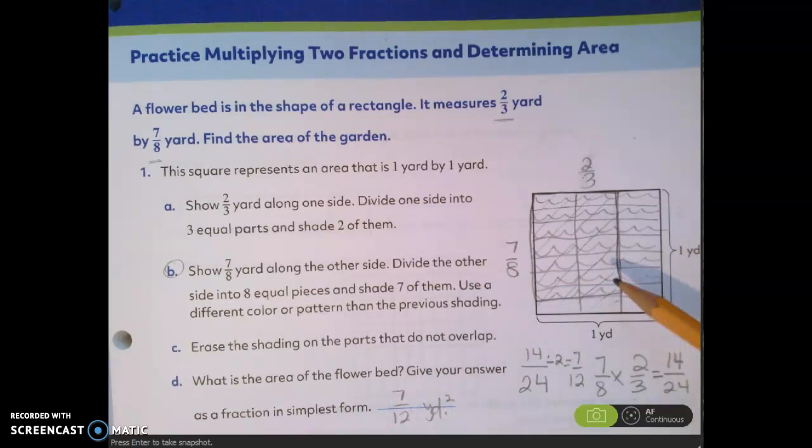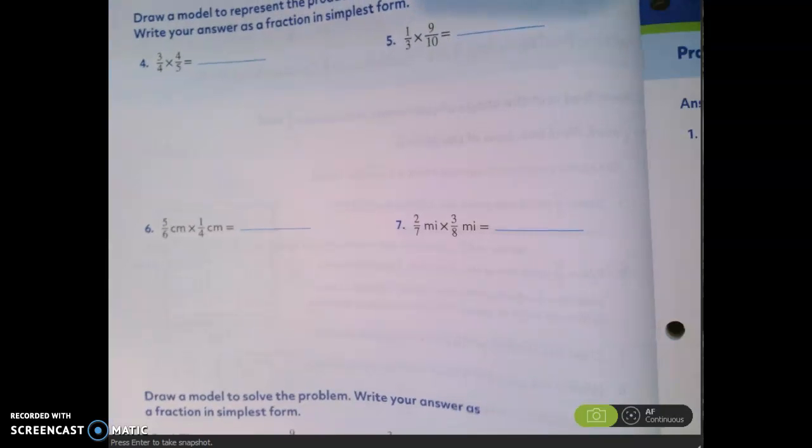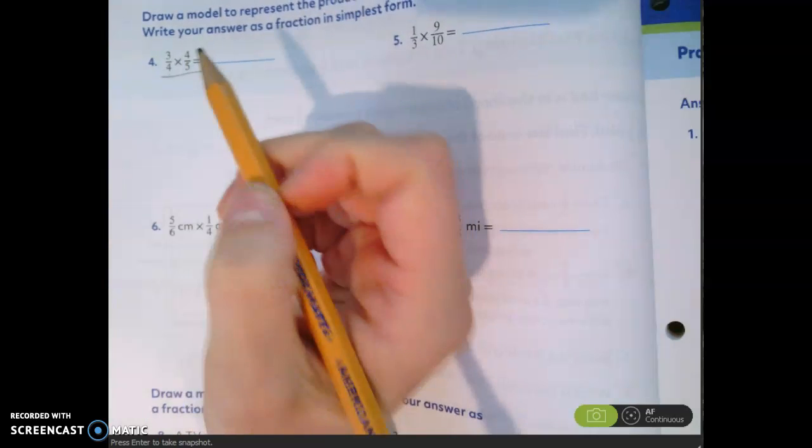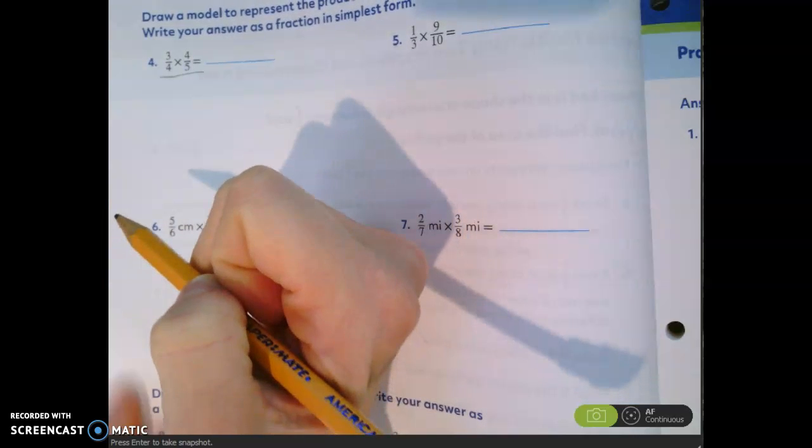So area model is just one method. I encourage you to use the one that works best for you. If the algorithm is what makes more sense, it's okay to make that your go-to. But let's look at one more so that I can show how we might draw out a model. Let's use one of these to draw a model. How about this one here? Let's do 3/4 times 4/5.